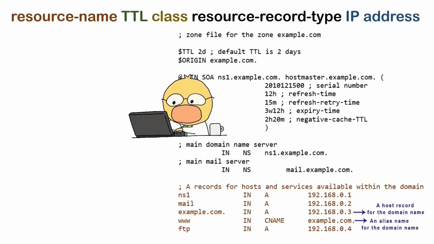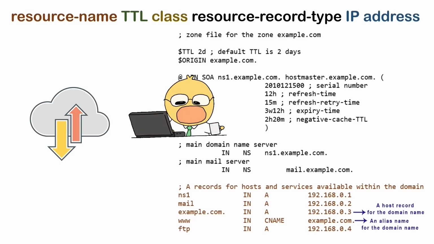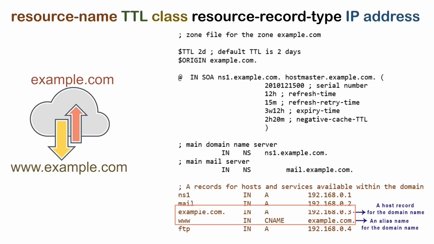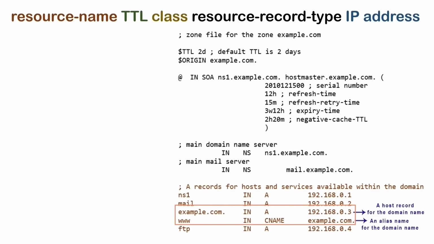Usually, administrators configure a web server to serve websites with and without the www. This setup needs a CNAME record in the zone file for the web service. To achieve this goal, you need to add a host record for the domain name, and then you need to configure the www as the alias name for the domain name.